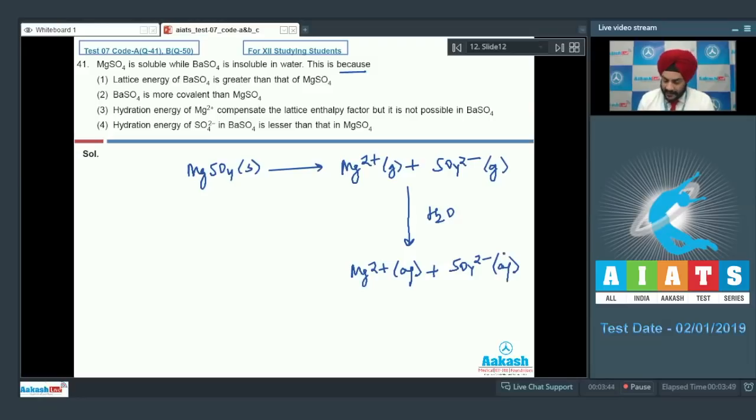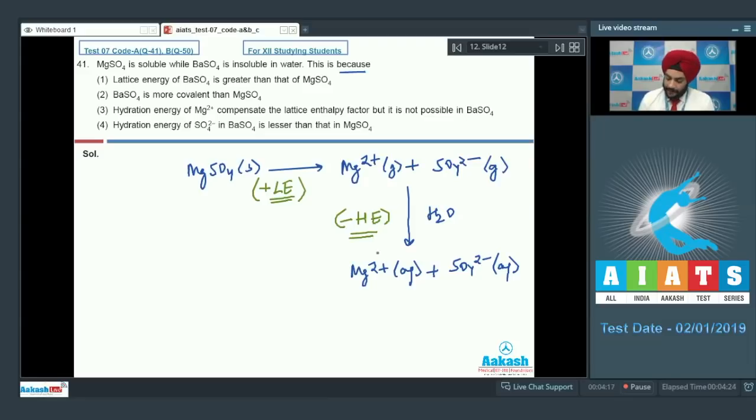So students, we can clearly see that there are two steps involved. The first step involves the breaking of the solid into its gaseous ions. The energy involved is known as the lattice energy. Whereas the second step is the dissolution, so the hydration energy will be released in this step. So the solubility of species depends upon a combination of these two factors: a lattice enthalpy factor and a hydration enthalpy factor.